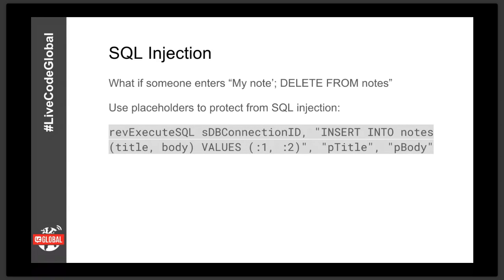It can also be entered innocently. Somebody might enter a quotation mark as part of their name or the note title or so on. So how do you get around that? You use placeholders. So we notice our revExecuteSQL command, database connection ID, that's the unique connection ID I mentioned. And then our insert command has placeholders, :1 and :2. So rather than putting pTitle and pBody directly into the query, we use :1 and :2, and then pass pTitle and pBody to revExecuteSQL. And what revdb will do with those two is make sure they're properly escaped.